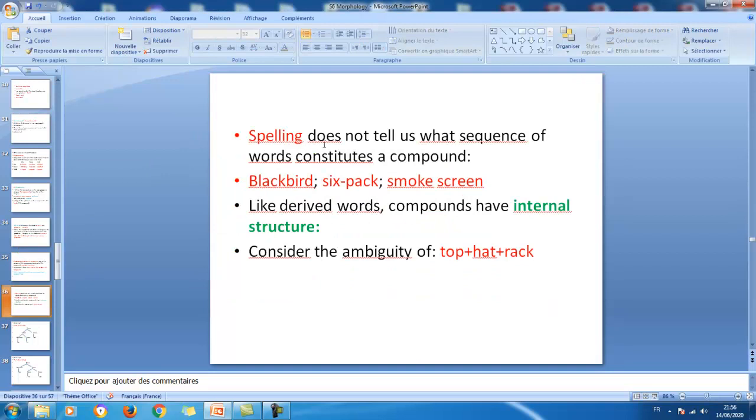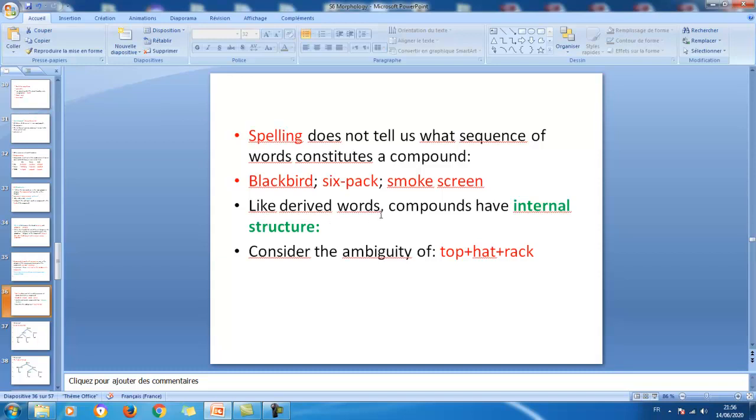Now, spelling does not tell us what sequence of words constitutes a compound, because compounds can be written in different ways. A compound can be written as one unified whole, with no space and no hyphen between the two words, blackbird. Here, six-pack, we have a hyphen. Here we have no hyphen, and the words are not attached to each other, there is just a space. So a compound can be written in different ways, which means that spelling cannot help us identify compounds.